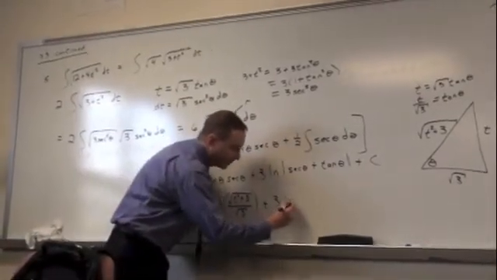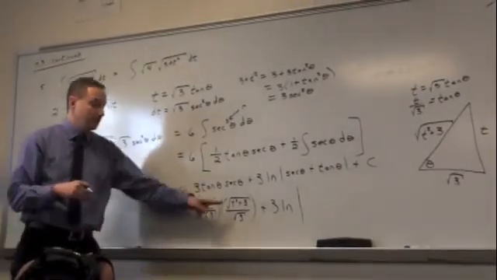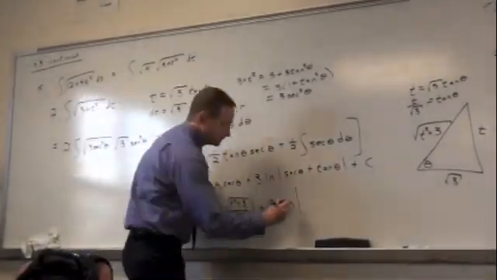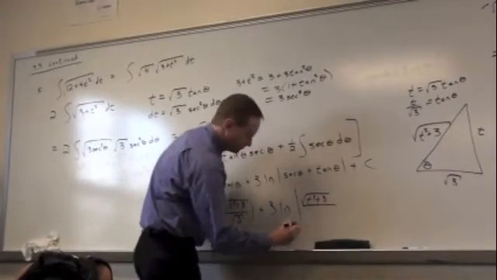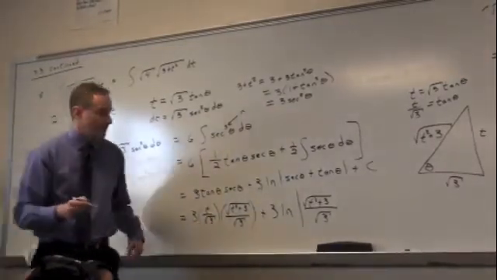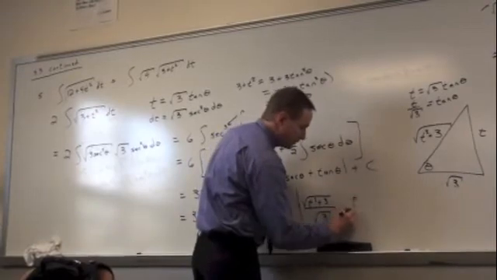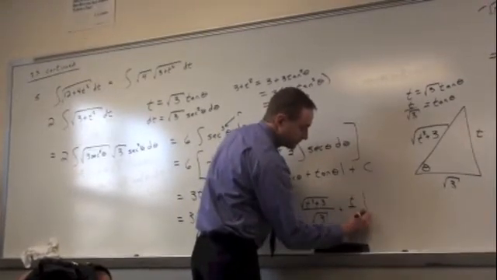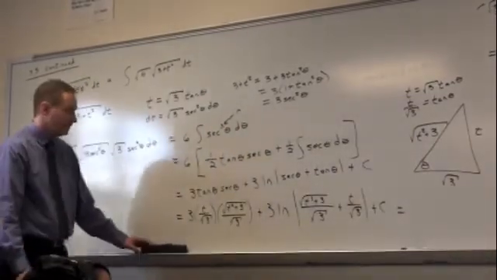Plus 3 natural log of the group. Secant, which we already know is this term right here, plus tangent, which is just that term. So it's the sum of these, t over the root of 3, plus c.